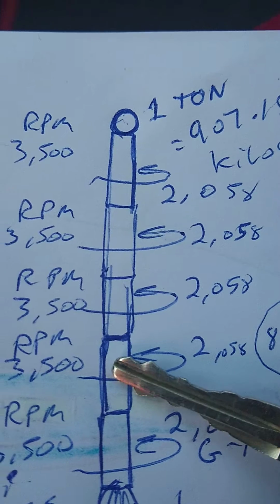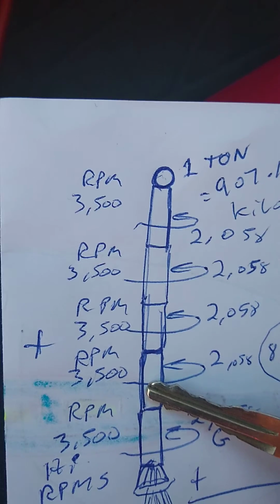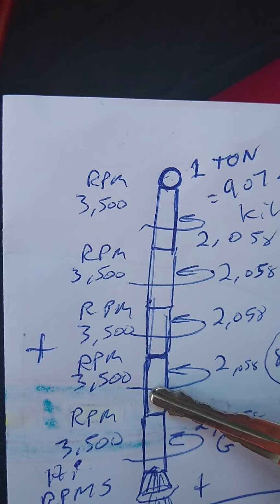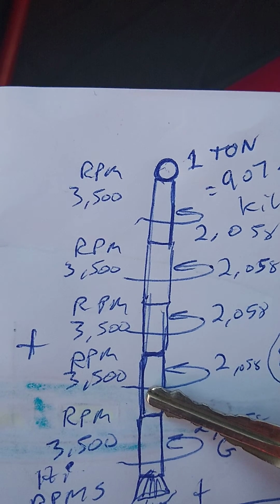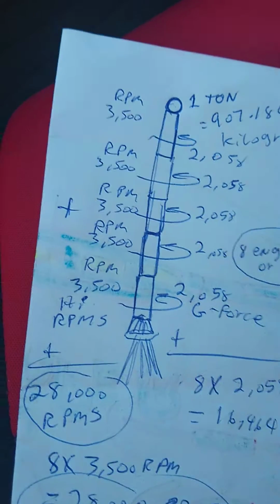And say you have 8 engines, you multiply 3,500 RPMs by 8 engines, and that equals 28,000 RPMs at the top, right here. So that's the total speed on 8 engines for this number.